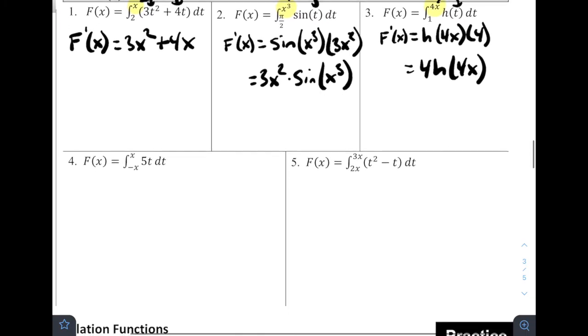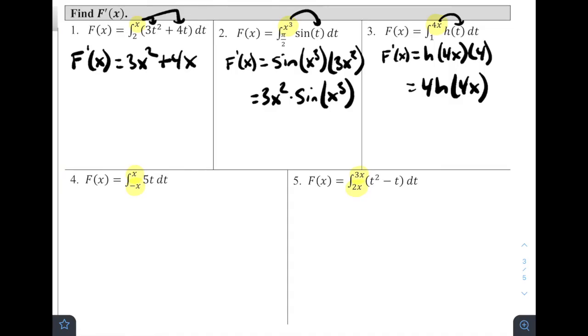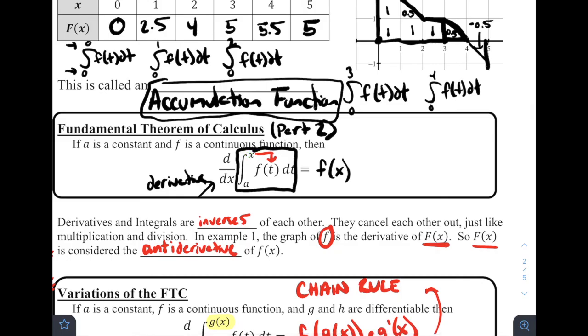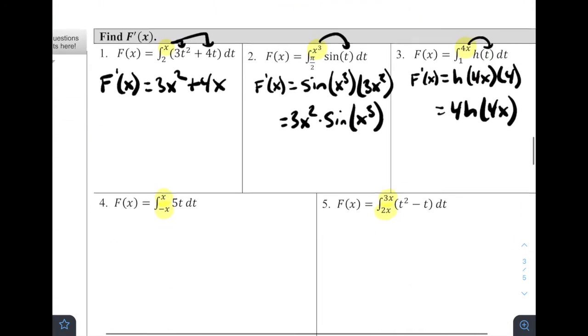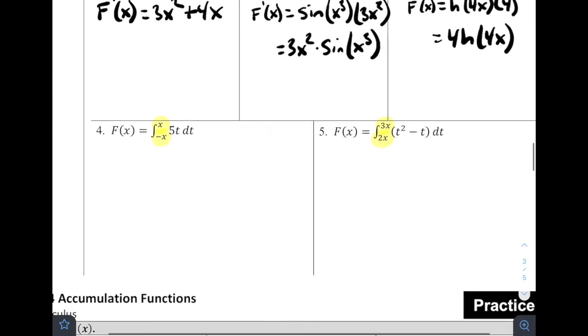For number 4 and 5 here, these look like the final ones, we see upper limits of integration and lower limits of integration that are not constants. Even though this is an x up here, in the original fundamental theorem of calculus, you'll notice that they said a is a constant. That lower limit of integration is a constant. And so the original base form of this is only when the lower limit is a constant. So even though it's just an x up there, the lower limit here is a variable and not a constant, so we need to apply that variation here.